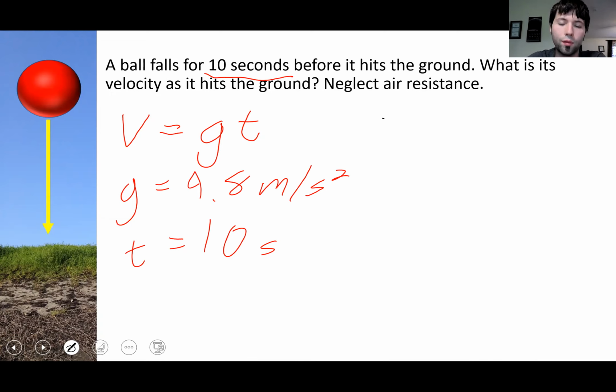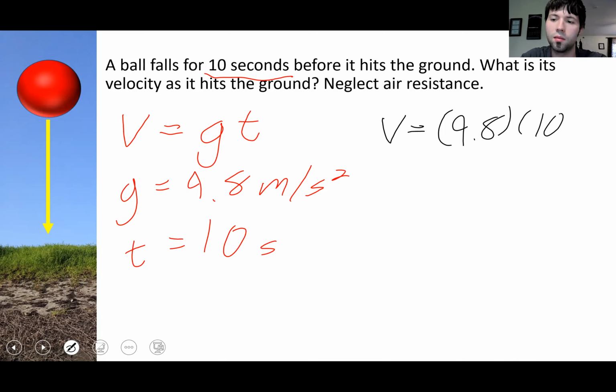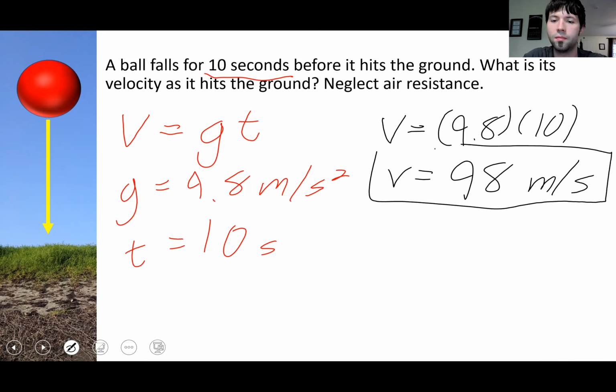So what do we have? We have velocity equals 9.8 times 10, that's 98. And remember, this is velocity, so this would be 98 meters per second. That's about the length of a football field per second. So that's how fast the ball will be going after falling for 10 seconds. It crosses the length of a football field in about a second.